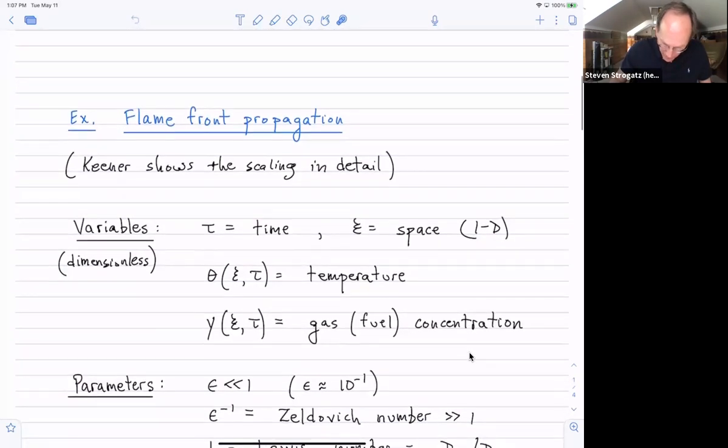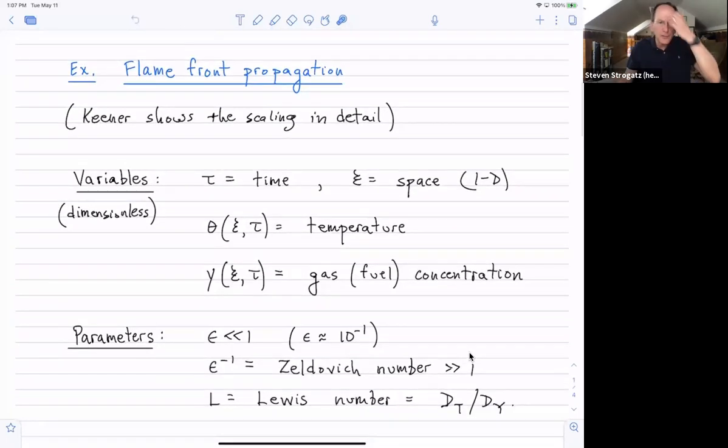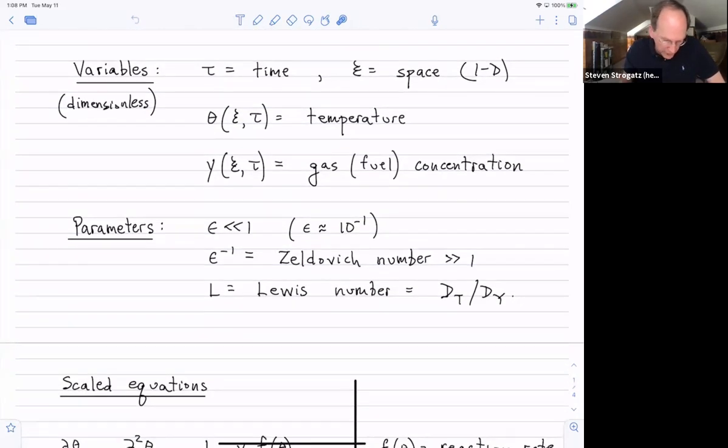Now, in the course of non-dimensionalizing, Keener shows that certain dimensionless parameters enter the problem. There is a relatively small parameter epsilon that in the chemical engineering literature goes by the name of the Zeldovich number. It's a dimensionless ratio of certain energies involved in the problem. And there's a Lewis number that is a dimensionless ratio of diffusion constants, the rate at which heat diffuses compared to the rate at which the gas can diffuse. So you've got two different diffusions. Those give you this dimensionless Lewis number, which we're not going to assume is necessarily small or big. That's just some order one parameter L.